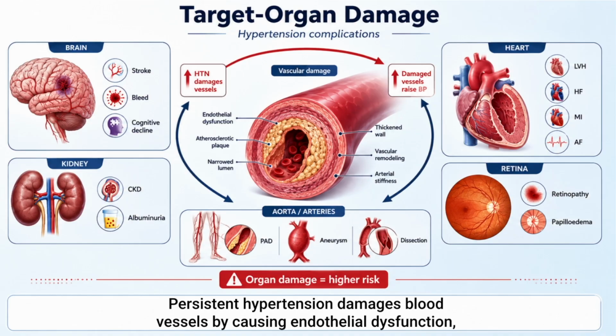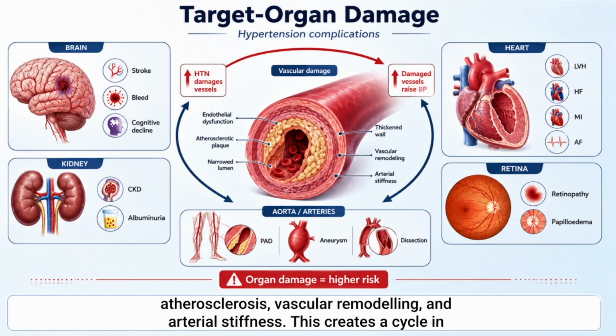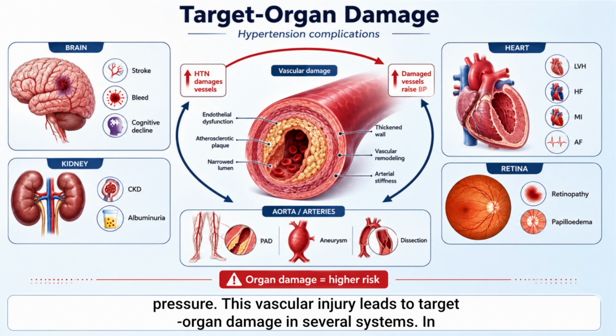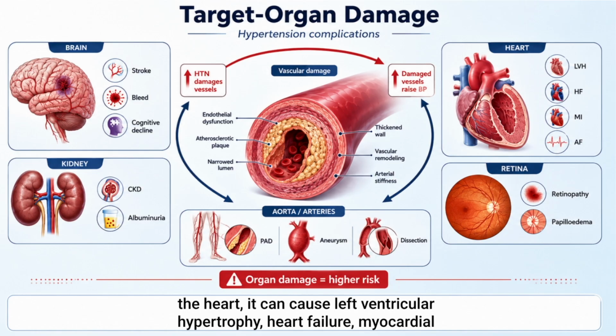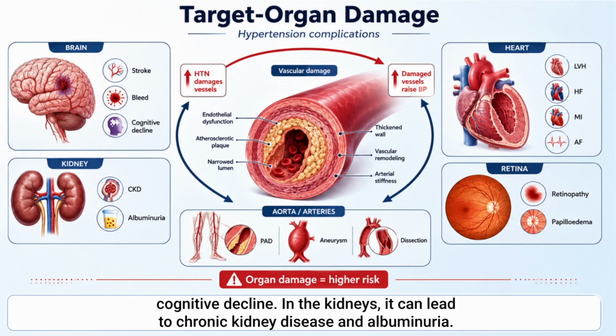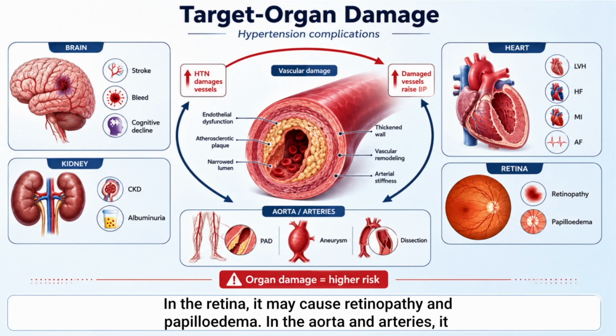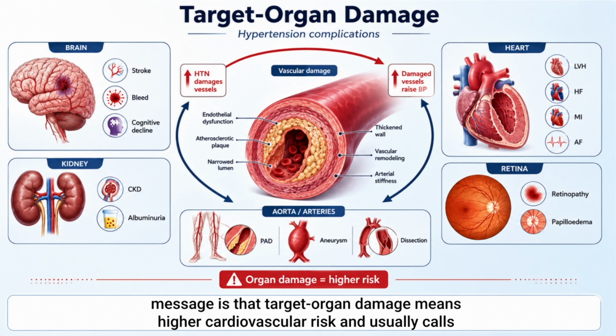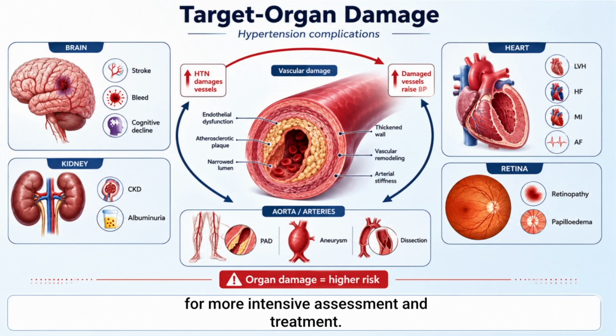Persistent hypertension damages blood vessels by causing endothelial dysfunction, atherosclerosis, vascular remodeling, and arterial stiffness. This creates a cycle in which high blood pressure damages vessels, and damaged vessels further raise blood pressure. This vascular injury leads to target organ damage in several systems. In the heart, it can cause left ventricular hypertrophy, heart failure, myocardial infarction, and atrial fibrillation. In the brain, it increases the risk of stroke, bleeding, and cognitive decline. In the kidneys, it can lead to chronic kidney disease and albuminuria. In the retina, it may cause retinopathy and papilloedema. In the aorta and arteries, it contributes to peripheral arterial disease, aneurysm, and dissection. The key clinical message is that target organ damage means higher cardiovascular risk and usually calls for more intensive assessment and treatment.